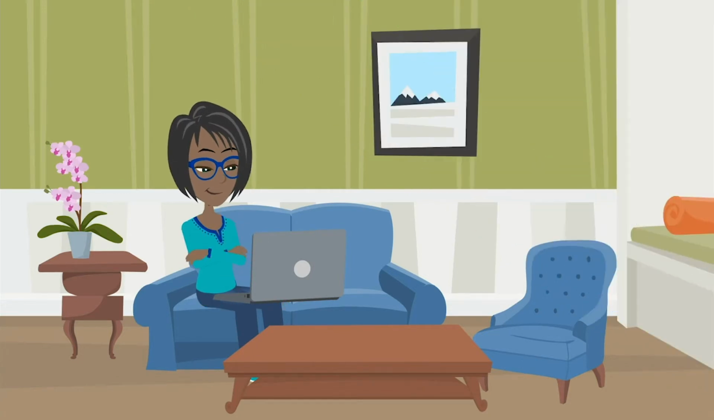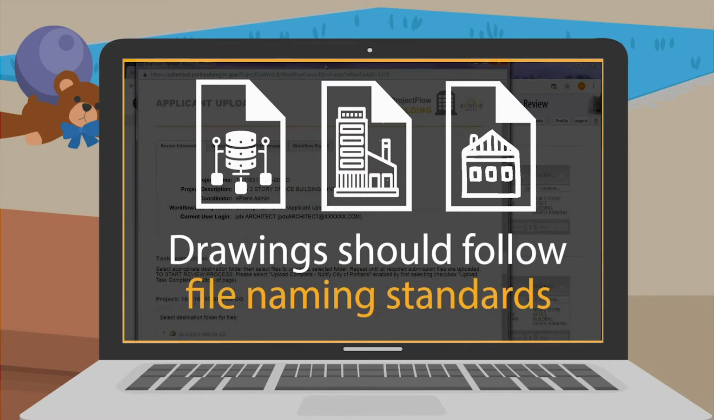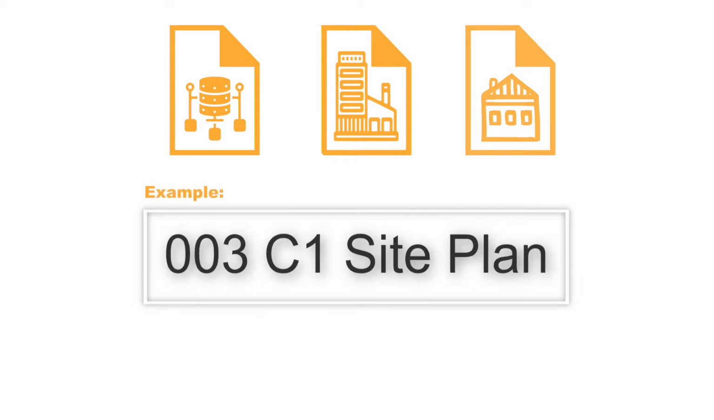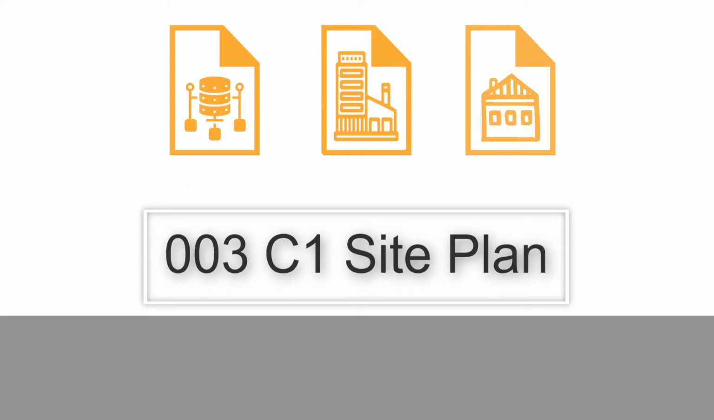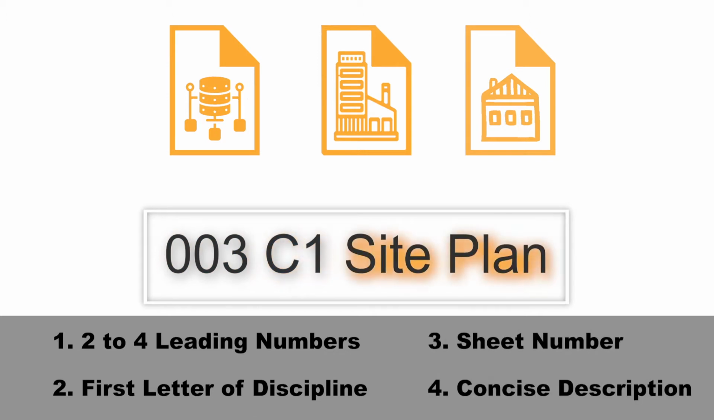Let's get started. It's important to follow these required naming standards throughout the cycle of your project, so please be sure to follow these guidelines. Files are managed and sorted by file name and displayed in numeric alphabetic order. The required file naming standards include these four data elements: 2 to 4 leading numbers, first letter of discipline, sheet number, and a concise description.